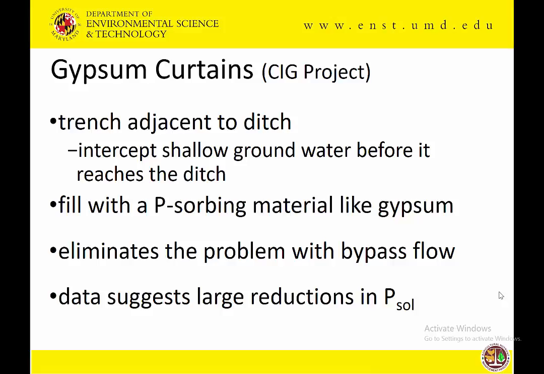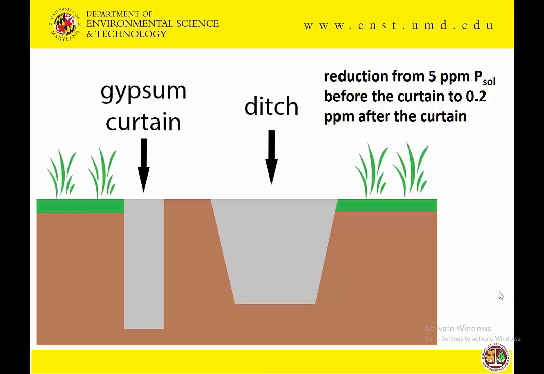And the data suggests huge reductions in soluble P, okay? So you've got a ditch, you have a gypsum curtain that's trenched along the ditch, okay, filled with a p-sorbing material, and they had monitoring wells in various places. They found a reduction from 5 parts per million soluble P before the curtain to 2.2 parts per million soluble P after, okay? It works, okay? And again, I checked with a colleague at NRCS, and they believe that in Maryland, there'll be a technical standard for this in the next couple of months. It's on somebody's desk. They're working on it.